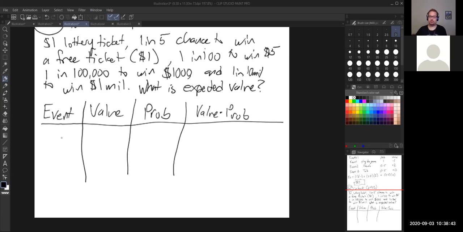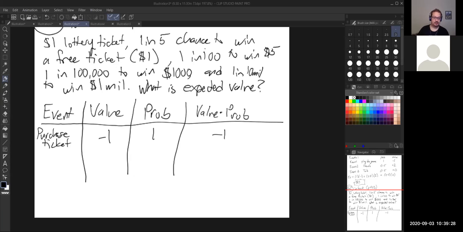So now we have to go through what the events are. The first event is we purchase a ticket. And the value: how much money do we either gain or spend from purchasing a ticket? What is its value? It is -1, good, because we're spending $1 to buy the ticket. The probability is going to be 1. Again, we are playing the game. And so you have -1 times 1 is -1.